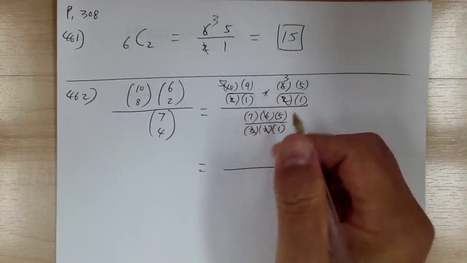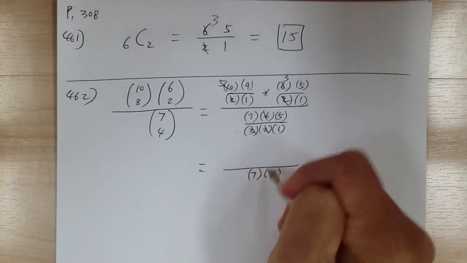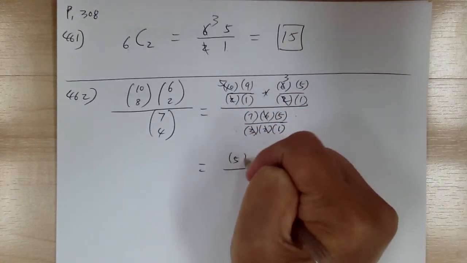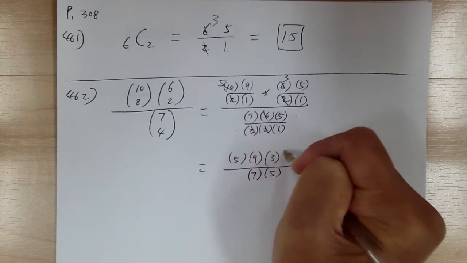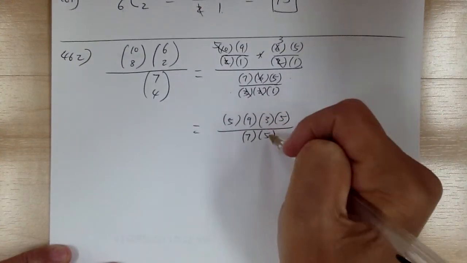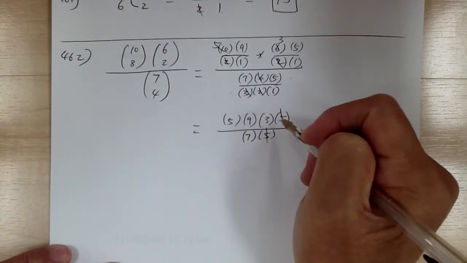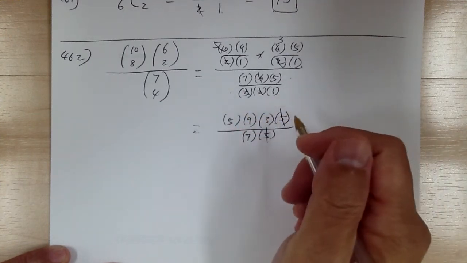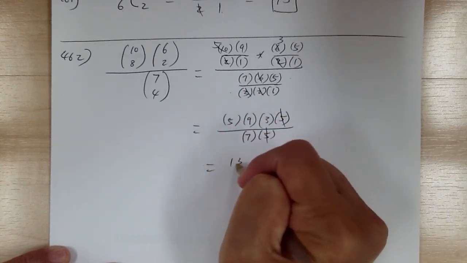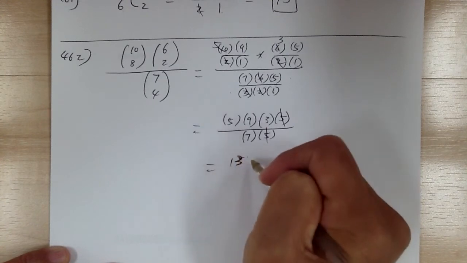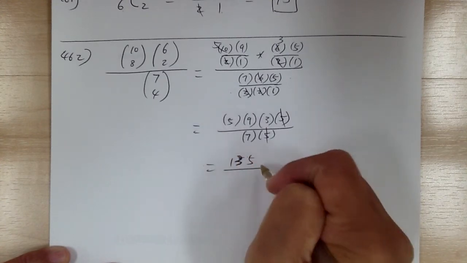And this cancels with that. So you're going to get 7, 5 on the bottom. On the top, you're going to get 5, 9, 3, 5. And this will cancel out with that. And so you're going to get 135 over 7.